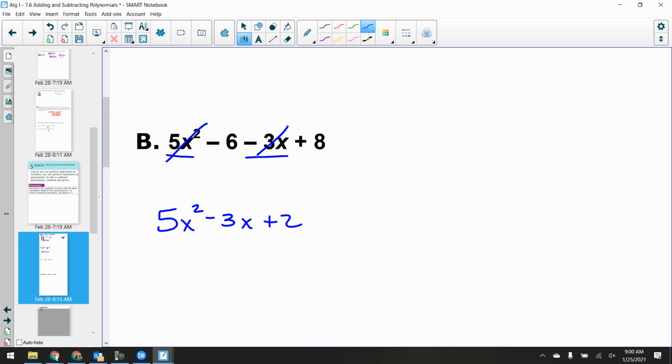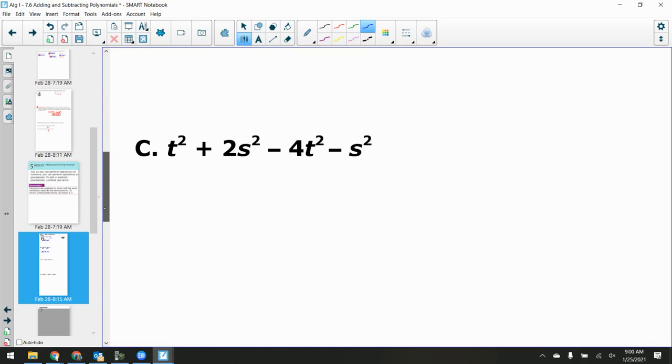See, now we can be really fancy. Now we can use our $10 words and sound really fancy. See this one. I can't possibly put this into standard form. So order for this one doesn't really matter because it's got two different variables. What I like to do is go in alphabetical order. So what comes first? S or T?